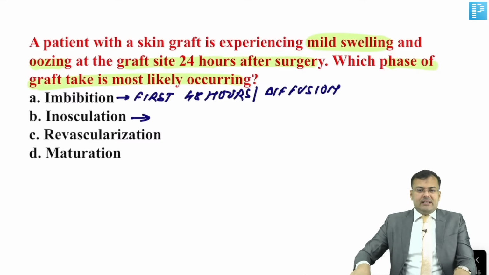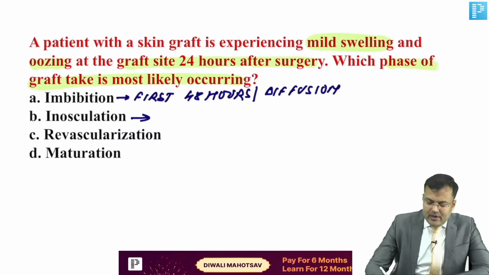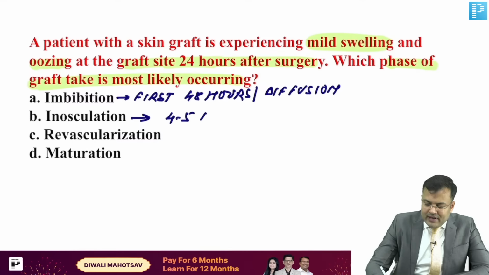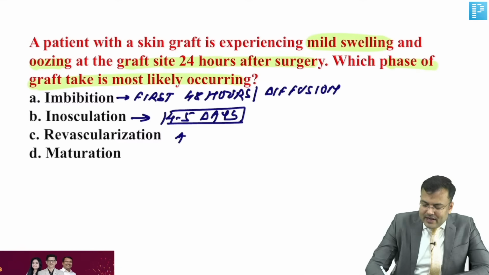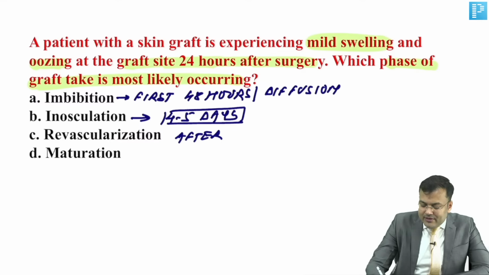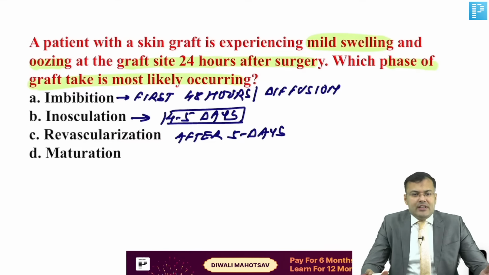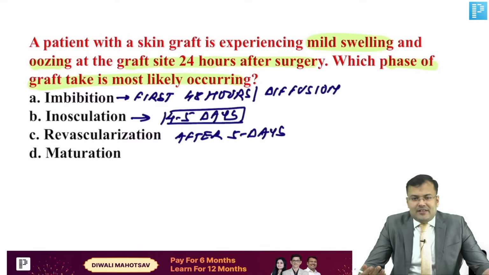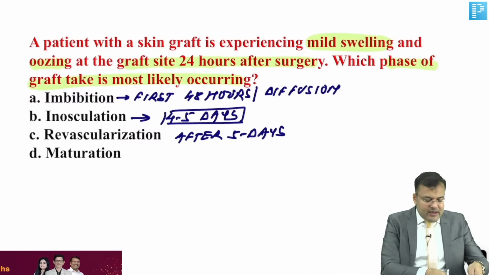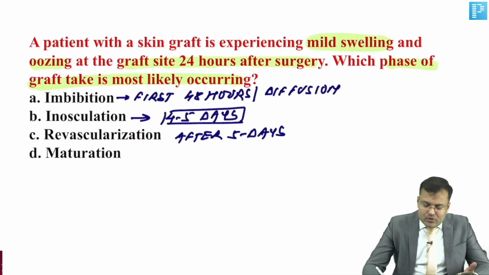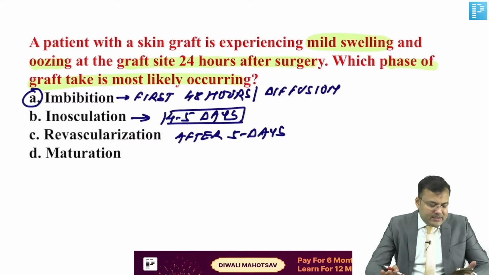Inosculation is when capillaries are aligned together, and this is complete by 4 to 5 days. After 5 days, there is established arterial supply and venous drainage, that is known as revascularization. So, here the correct answer is imbibition at 24 hours. Everybody is correct, imbibition.